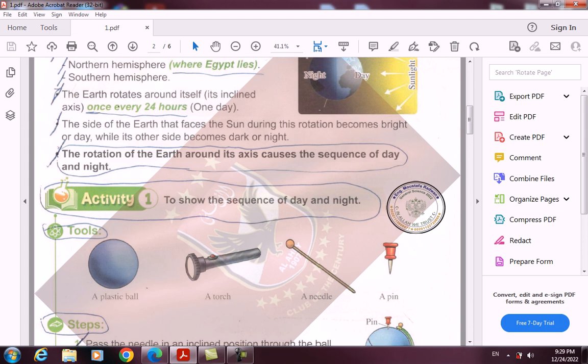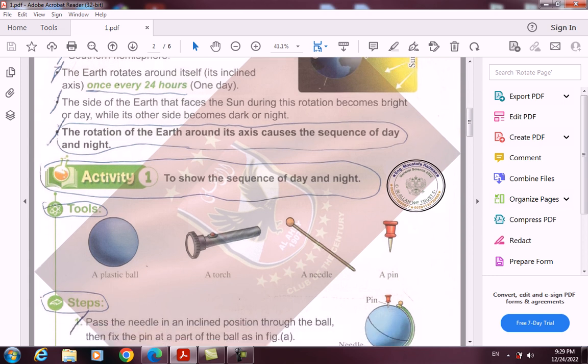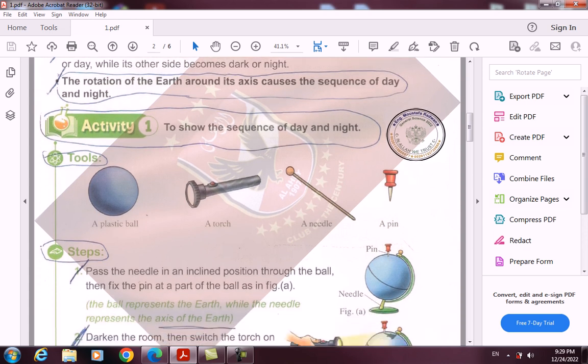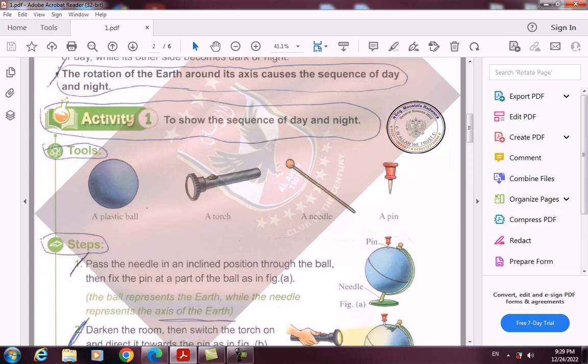Okay, and the side of the earth that faces the sun during this rotation becomes bright. So this is why there is a day. When we wake up in the morning we find the sun. So this is when the earth faces the sun, while its other side becomes dark, or night. Well, the other part of the earth where there is no sun, it's what? It's dark. So the rotation of the earth around its axis causes both day and night.